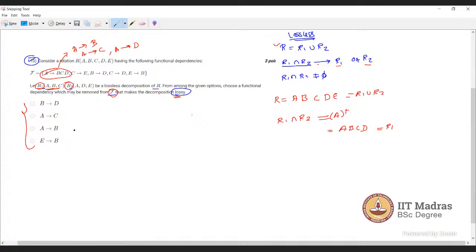If we remove A determines C, then A determines BD. If we take the closure of A, we get A, B, D, and from B and D we cannot get anything more. Suppose we remove A determines B, then A, C, D, and from C we can get E also, right? So we have to remove A determines C only. So the correct option is B here, right? Let me check. Yes, the correct option is B.